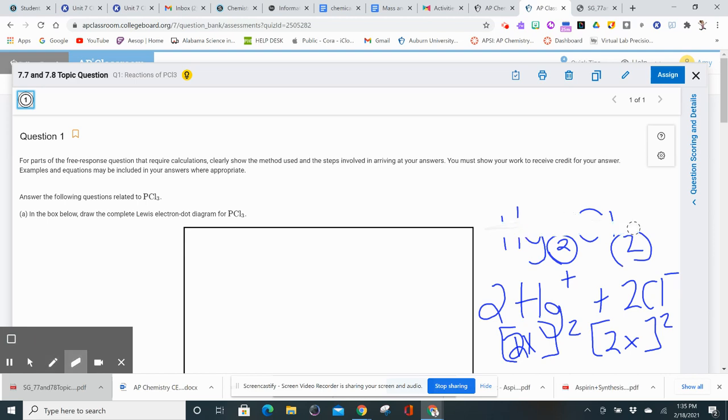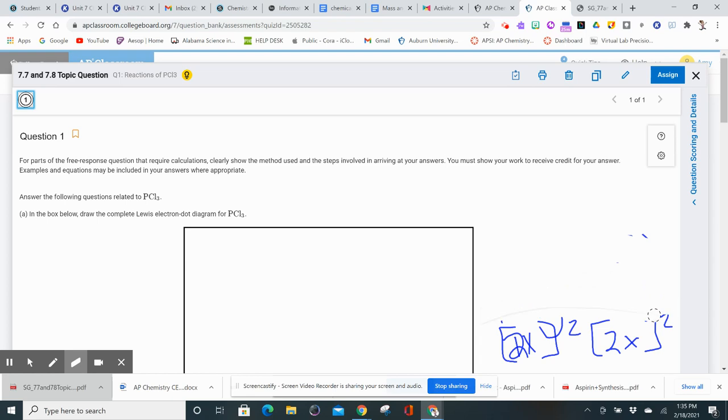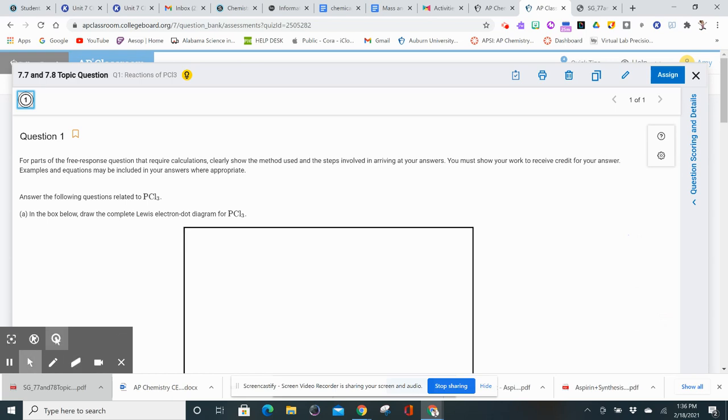Remember that if you have an equilibrium constant that is less than 1 times 10 to the negative 5. Okay, so let's set up a RICE table. Let's go back to our notes.